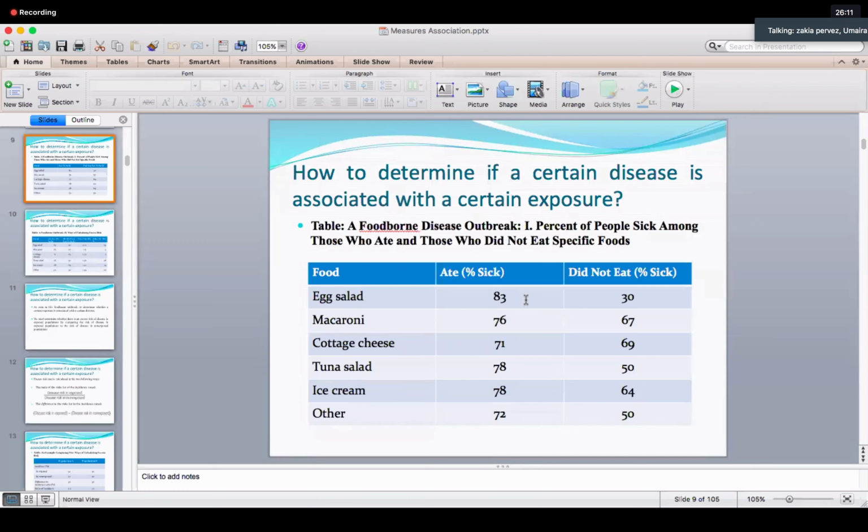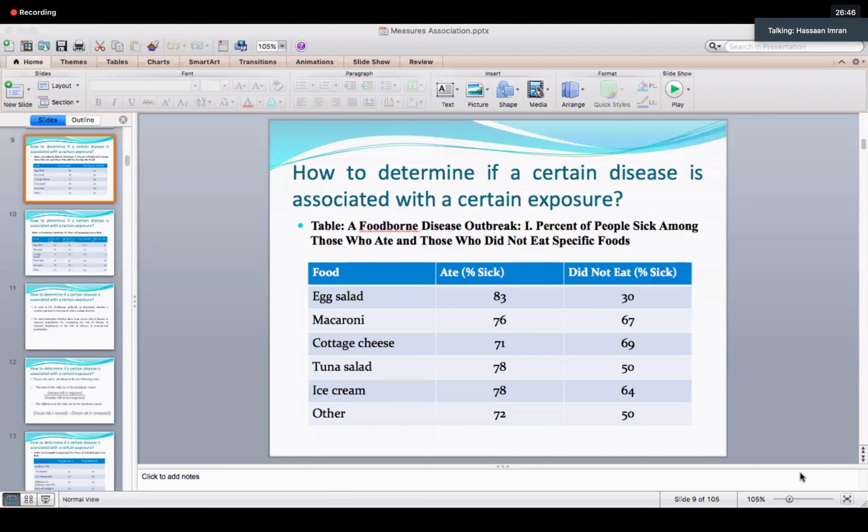Now, what next can happen? How would we say that those who ate egg salad were more likely to develop the disease as compared to those who did not eat egg salad? How would we get to know that? Ma'am, I think we can calculate a ratio between exposed and non-exposed, the relative risk. Who is this, please? This is Mariam Sajjad. Very well done.